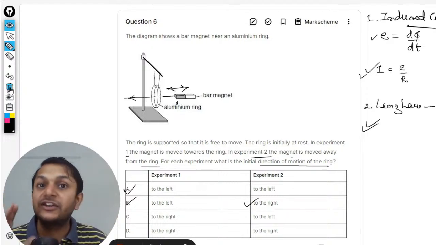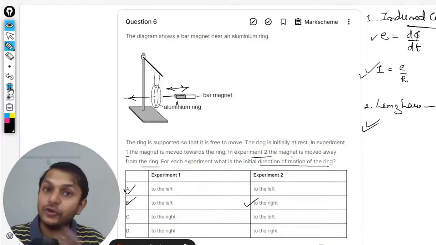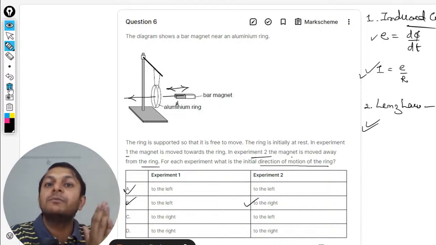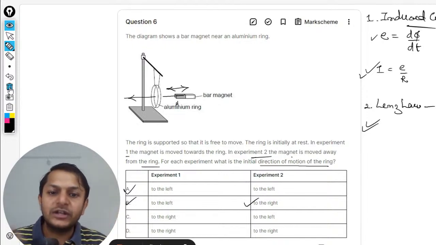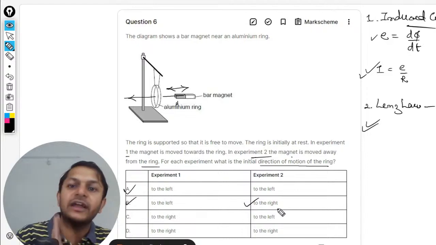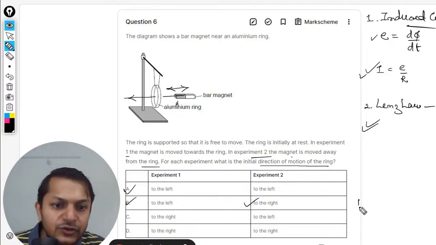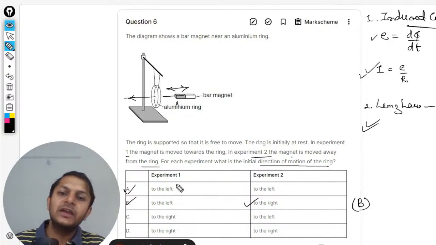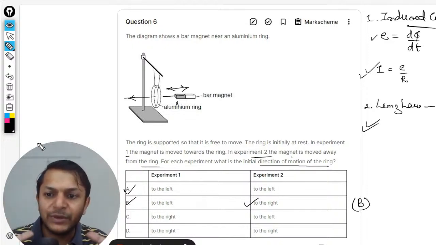So the ring will say that don't go there, don't do that. So the ring will try to come near to that. Okay, so it means that the ring is now going towards the right hand side. So definitely our answer is going to be B, no doubt about that. So this is the explanation for this complete question.